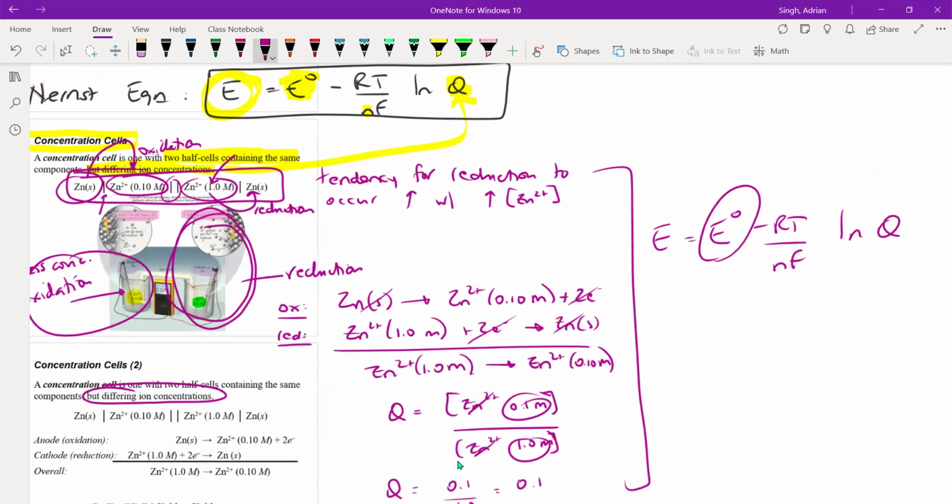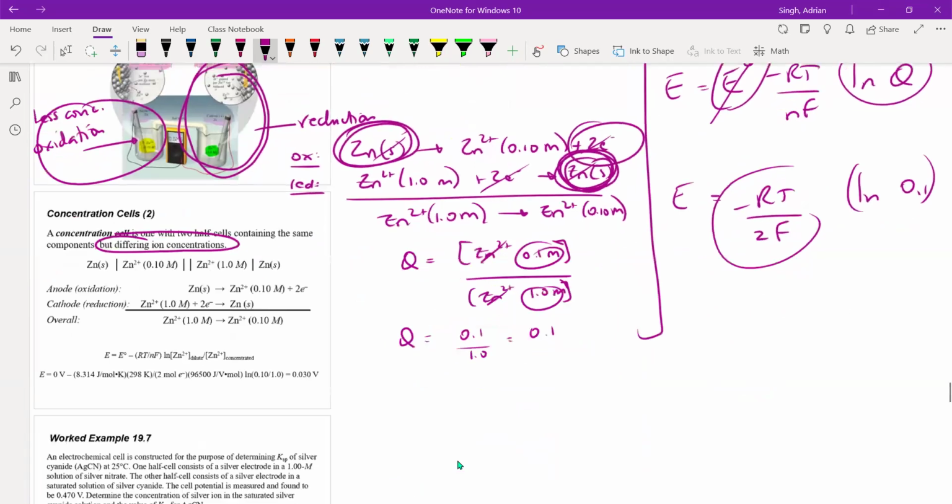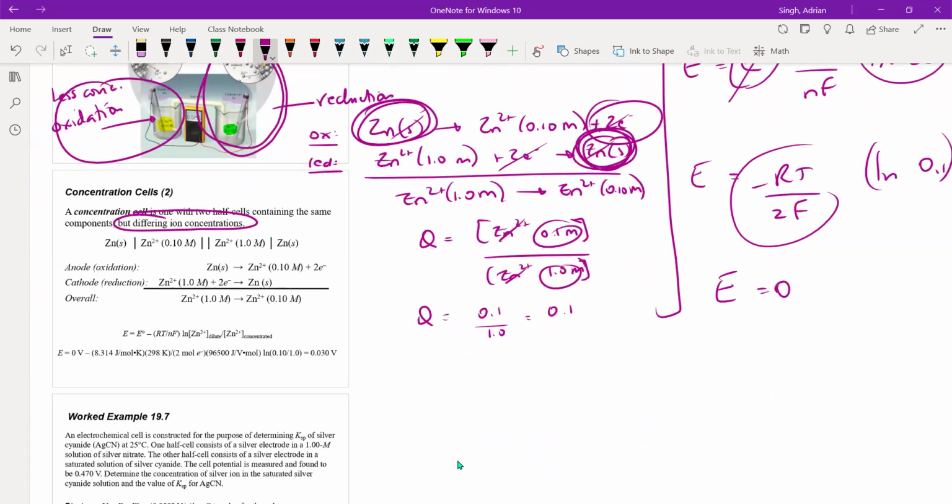So our E naught of the cell for a concentration half cell is going to be equal to 0, because in the oxidation and the reduction we have the same element, so the difference there is going to be 0. ln of Q here would be ln of 0.1, and then we have our negative RT over nF. The number of electrons transferred is 2. So we can substitute these into our equation, and what we find is that E of the cell ends up being 0.030 volts.